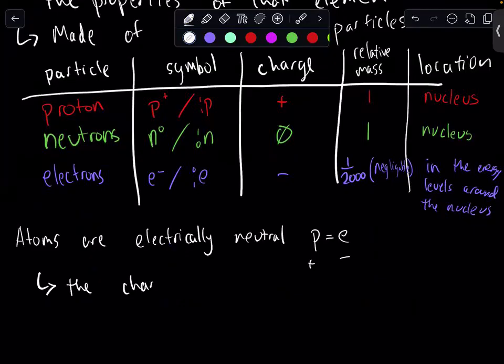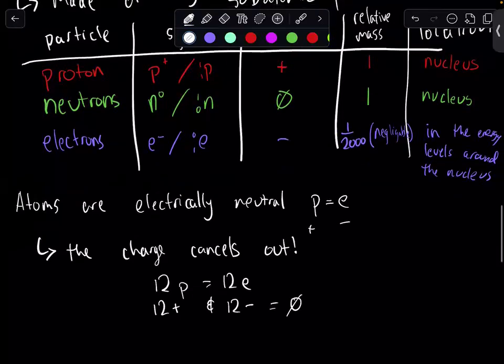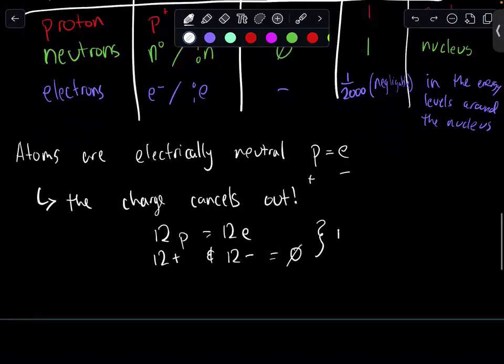The charge cancels out. So if we have 12 protons, then we also have 12 electrons. That's 12 plus and 12 minus for a total charge of 0. The thing I'm referencing right here, by the way, sorry, I was going to say carbon, but 12 protons is actually magnesium. Carbon 12 is 6 protons and 6 neutrons. This is magnesium. All right.